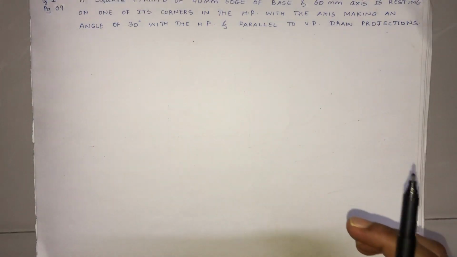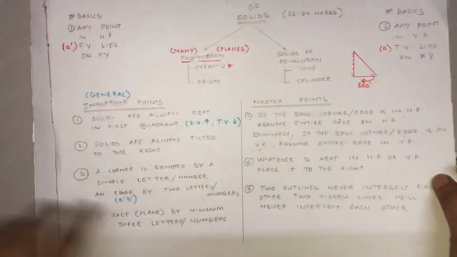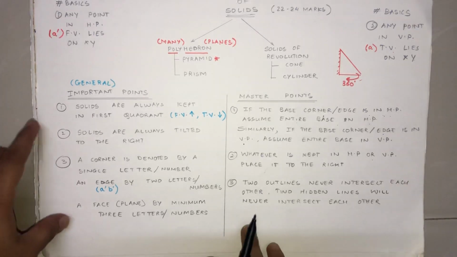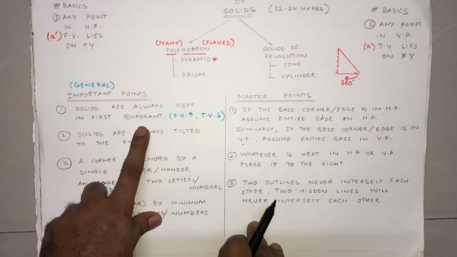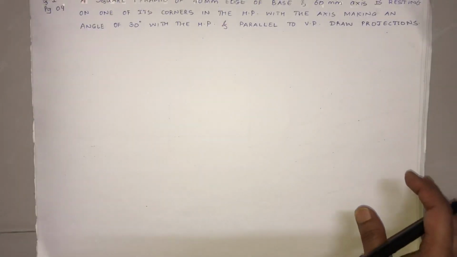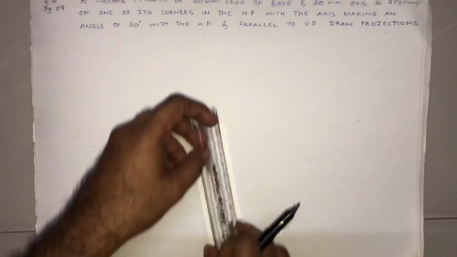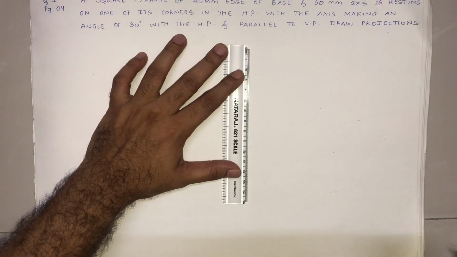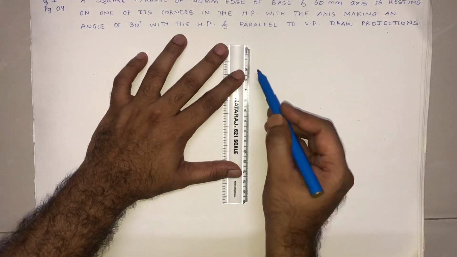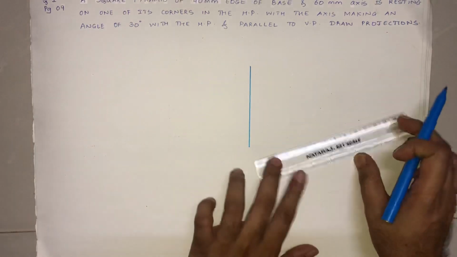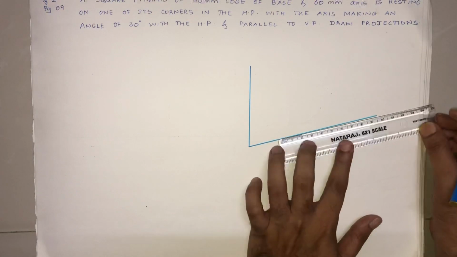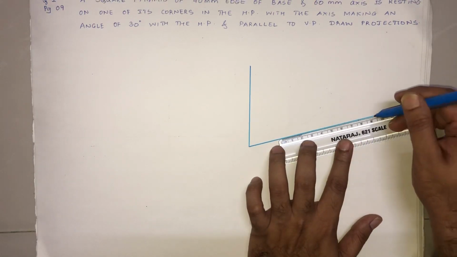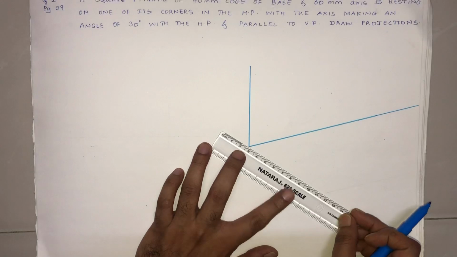Now, to go ahead, I would want to quickly revise some points that we had done before. Remember the important points. Solids are always kept in the first quadrant. Okay? Now, what is the meaning of first quadrant here? I would quickly want to draw this in 3D and make you understand. Let me draw the first quadrant for reference here. So, this is our first quadrant that we're talking about. I'm just going to draw this in 3 dimensions.